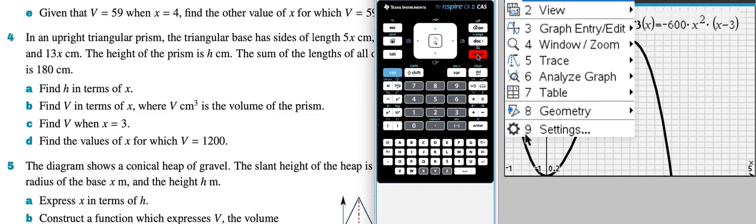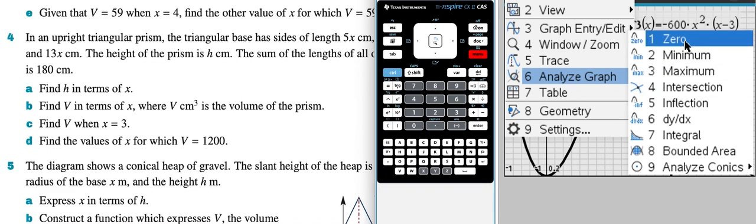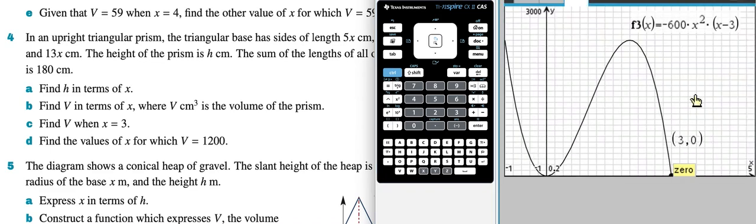Okay, and then it says find the volume when x is 3. Well, then substitute 3 into this. 3 minus 3 is going to be 0, so you know it's going to be 0, because this is going to be 0, when x is 3. You can see that on your graph anyway, right? If I did analyze graph and did zero, you can see there's my other x-intercept.